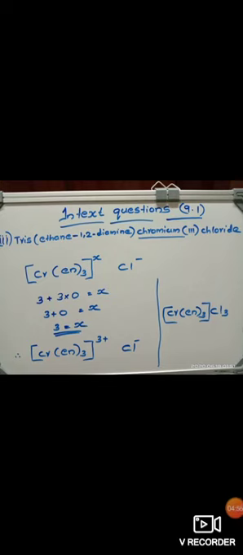Third one, tris(ethane-1,2-diamine)chromium(III) chloride. Chromium is the central metal atom. Chromium once, tris means 3 times. Ethane-1,2-diamine is en, en thrice, X times. X is 3 here. By using that, we will get the formula of the complex [Cr(en)3]Cl3.